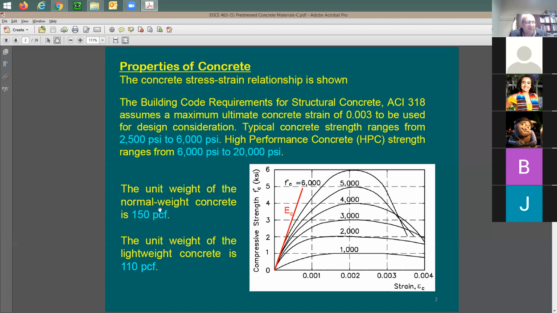Now, unit weight for the concrete is going to be 150 pcf for normal weight and 110 for lightweight. And we went through this already. The E sub C, which means the modulus of elasticity, is going to be the secant value. This secant value is the slope of this line here. There are certain recommendations in the ACI code to determine this value, the E sub C. This slope, the modulus of elasticity for the concrete, is also going to be in ksi.